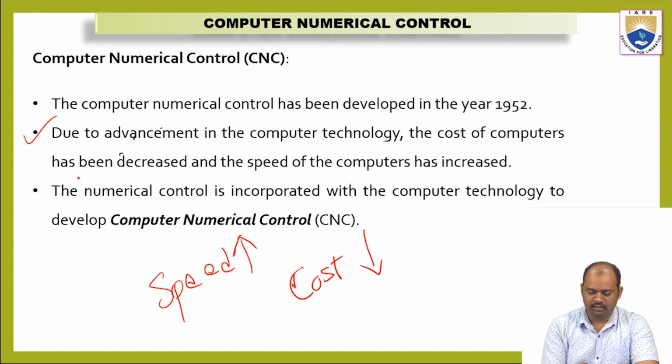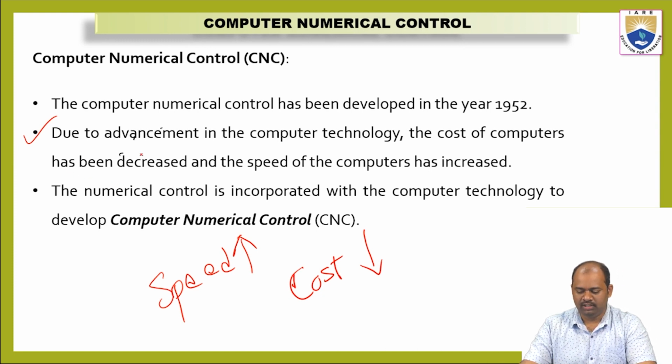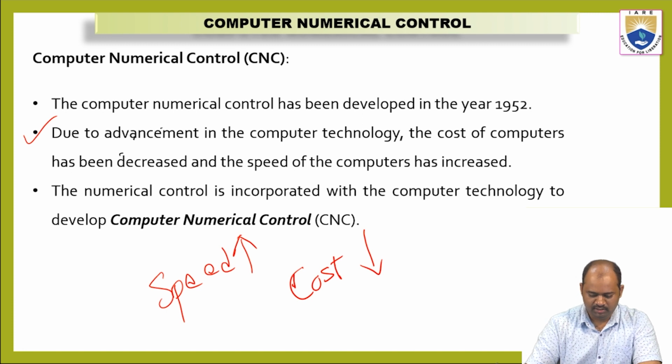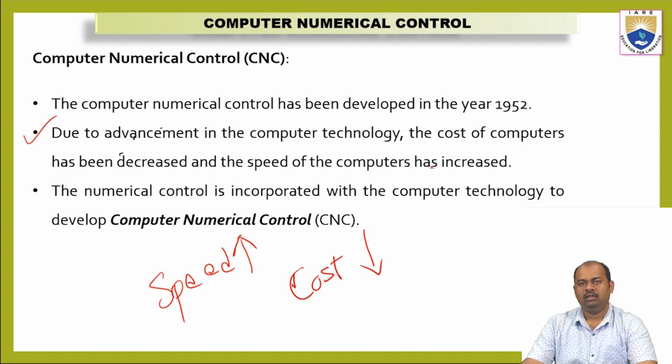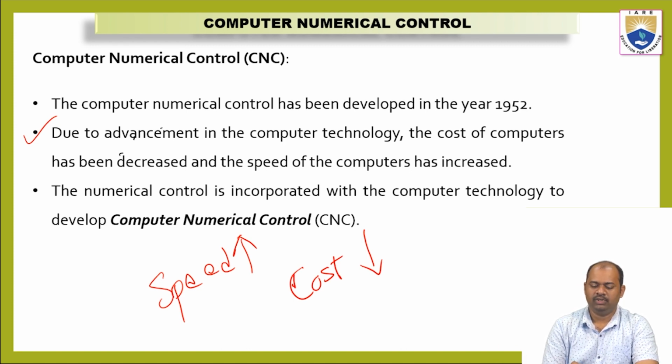So that is what is written here. Due to the advancement in computer technology, the cost of computers has decreased and the speed of computers has increased. That is why, compared to numerical control machines, which survived about 10 years, CNC machines have been developing since the 1950s with the advancement in computer technology. Now, in the year 2023, computers are still being developed to improve the efficiency of CNC machines.